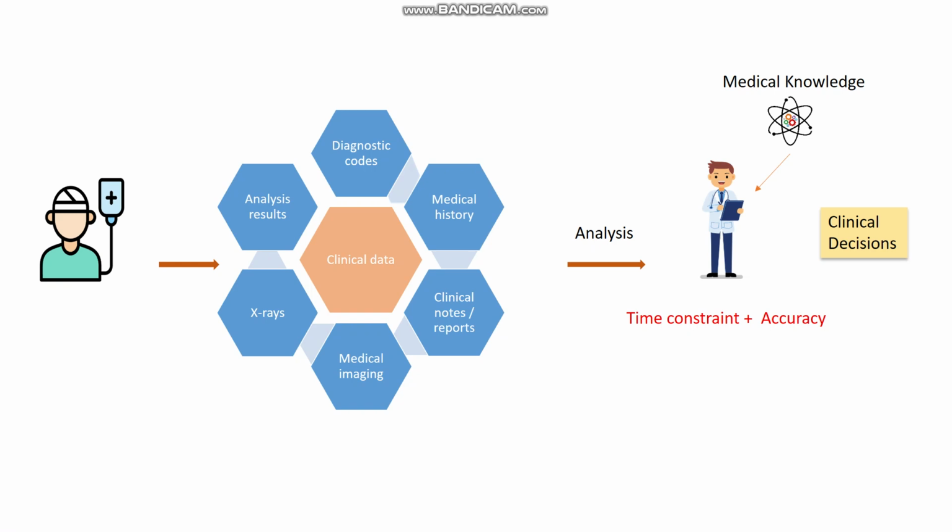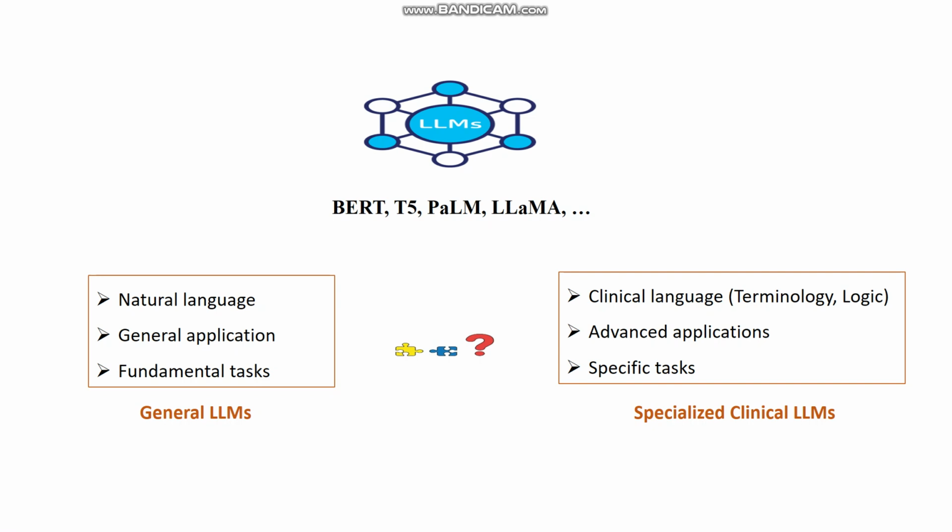These models can understand and generate text, and they've also started to analyze medical images, combining both text and visual understanding. However, most existing models like BERT, T5, PaLM, or Llama were designed for general language tasks, not for the specific logic and terminology used in healthcare. So researchers have started developing specialized medical LLMs that can better understand clinical language and reasoning.